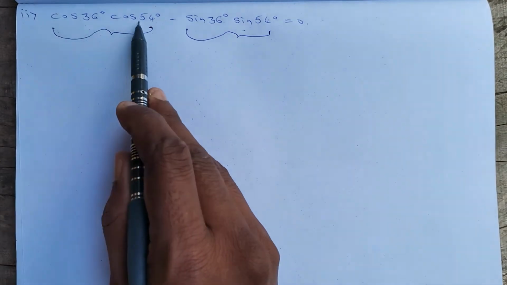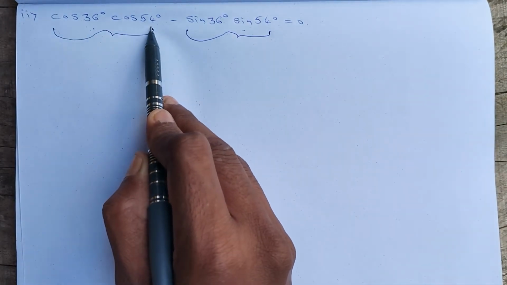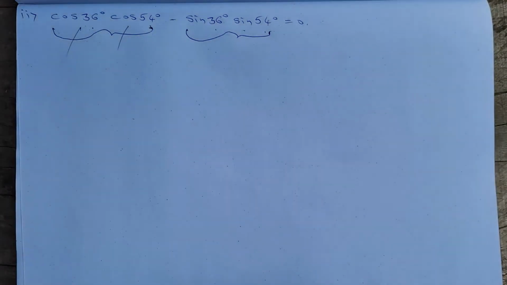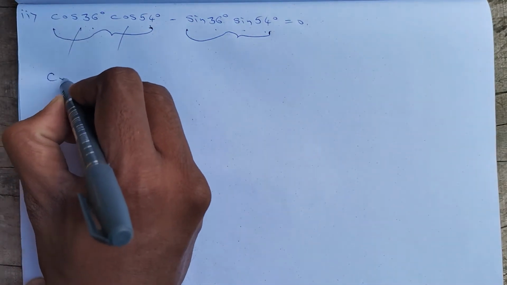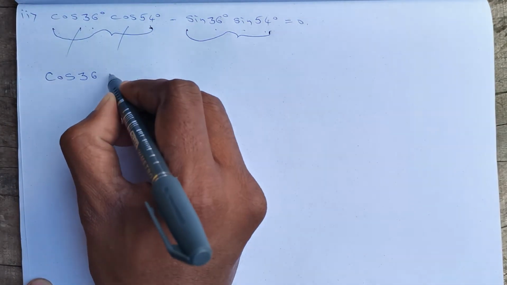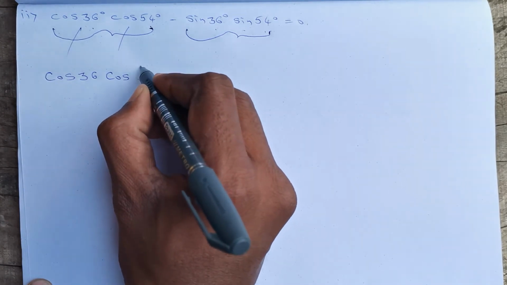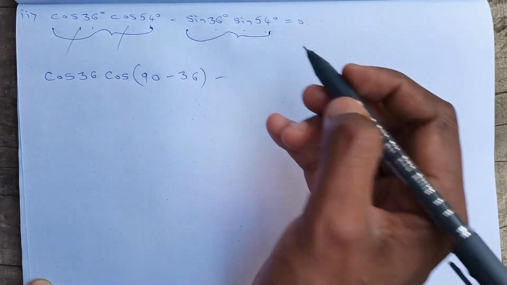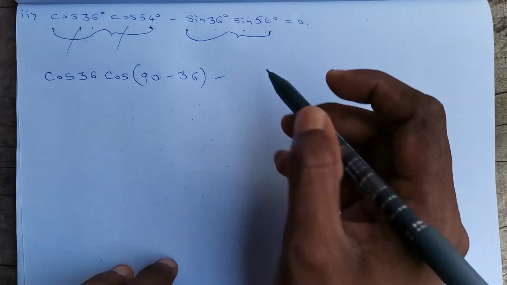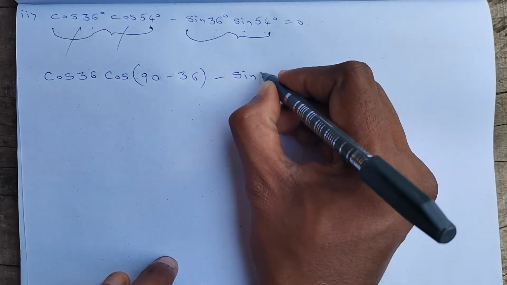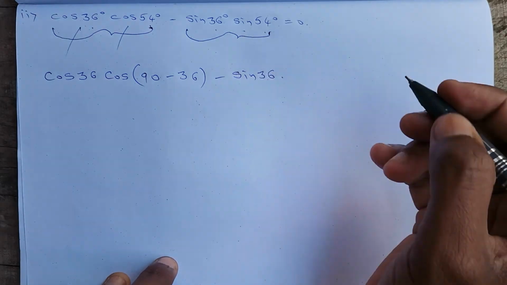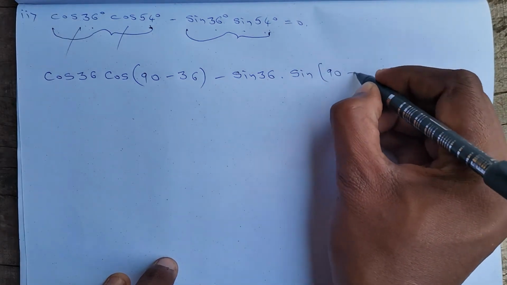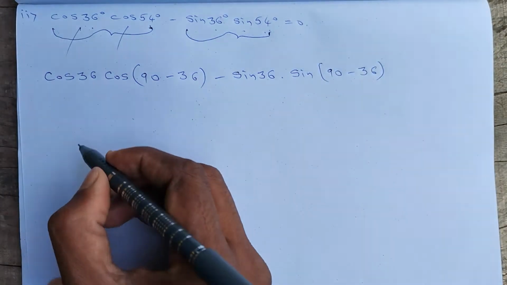Now in this first term, 36 plus 54 is 90 degrees, and in the second term also, 36 plus 54 is 90 degrees. So out of these two, any one I need to change. I am writing the first one as it is, cos 36. Then the second one I am trying to change. Cos 54 can be written as cos of 90 minus 36. Minus here, first one I am writing as it is, sin 36, times here sin 54 I am trying to change. Sin of 54 can be written as sin of 90 minus 36. So here cos 36 as it is.